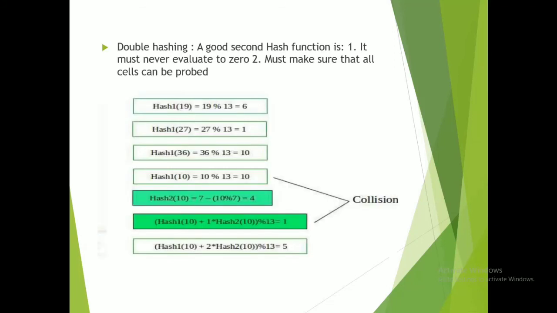Double hashing needs a good second hash function. It must never evaluate to 0, and it must make sure that all cells can be probed.